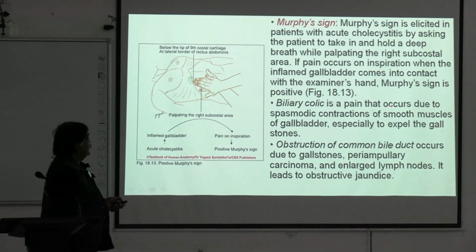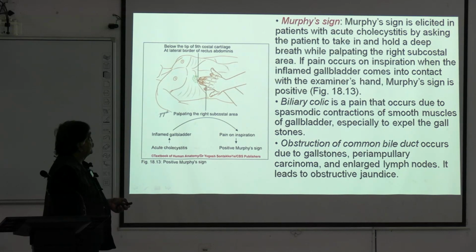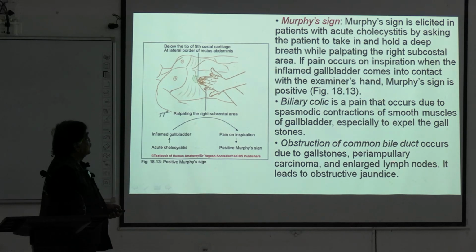Biliary colic is a pain that occurs due to spasmodic contraction of smooth muscles of the gallbladder, especially to expel the gallstones. The obstruction of the common bile duct occurs due to gallstones, periampullary carcinoma, I told you, and enlarged lymph nodes. It leads to obstructive jaundice.